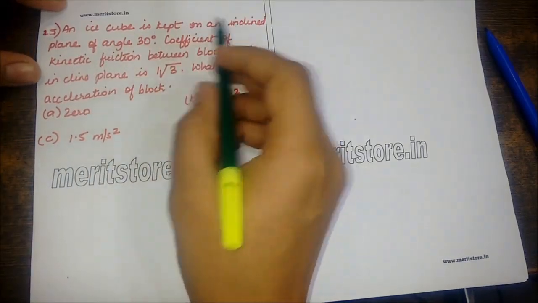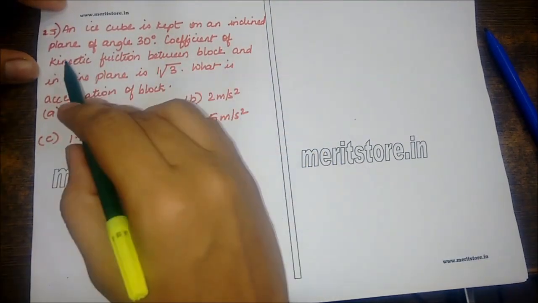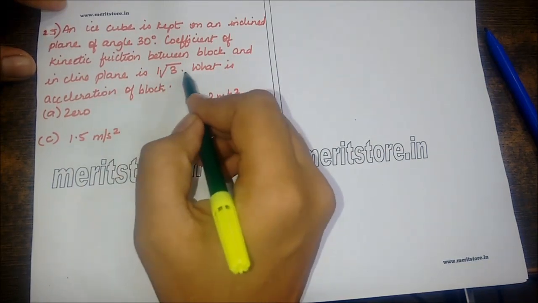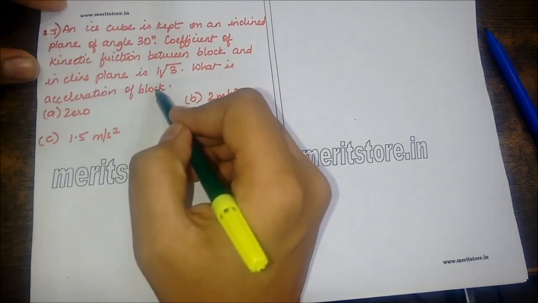An ice cube is kept on an inclined plane of angle 30. Coefficient of kinetic friction between the block and the inclined plane is 1 by root 3. What is the acceleration of the block?